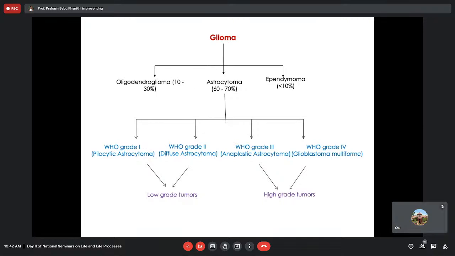Now, the World Health Organization divided tumors into grade 1, grade 2, grade 3, and grade 4. Grade 1 and grade 2 are called low-grade tumors. Grade 3 and grade 4 are called high-grade tumors. So low-grade tumors can be treated up to some extent, but not at the 3rd stage and the 4th stage.